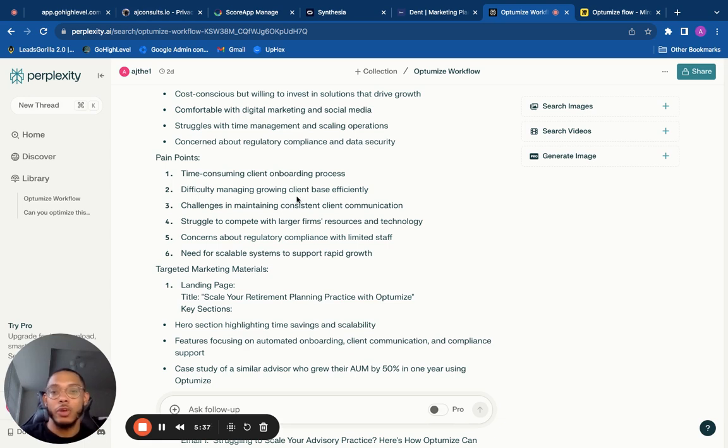Difficulty managing growing client base efficiently. When you have those times where you have to keep sending messages, keep following up, and keep checking in on people, it's difficult because now you have to remember those things on top of you have to remember a dentist appointment. You got to remember, take out the trash. You got to remember all these different things that are happening in life. It becomes more and more difficult, right?